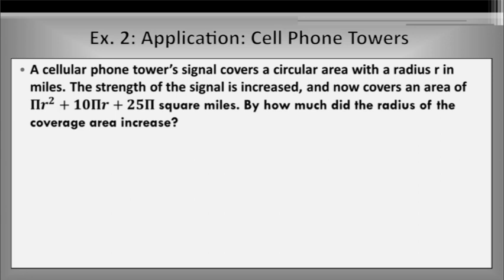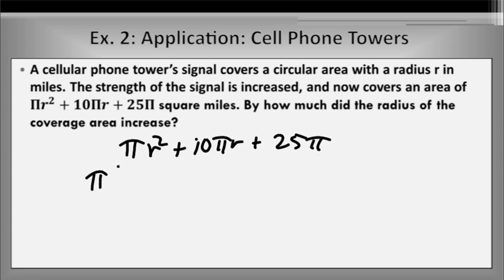So to start off for this one, we have our pi r squared plus 10 pi r plus 25 pi. I can take pi out, and that leaves me with r squared plus 10r plus 25. And I need to factor this trinomial here. And I know the square root of r squared is r, plus I know the square root of 25 is 5.